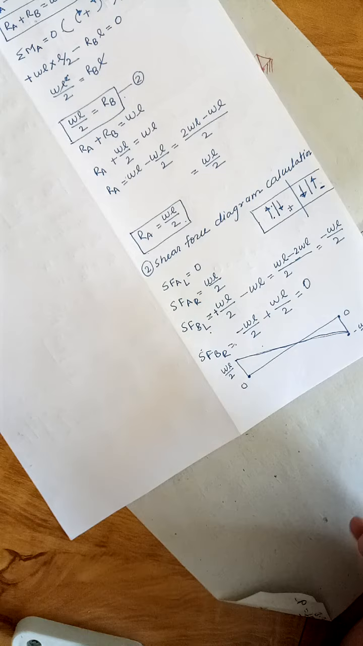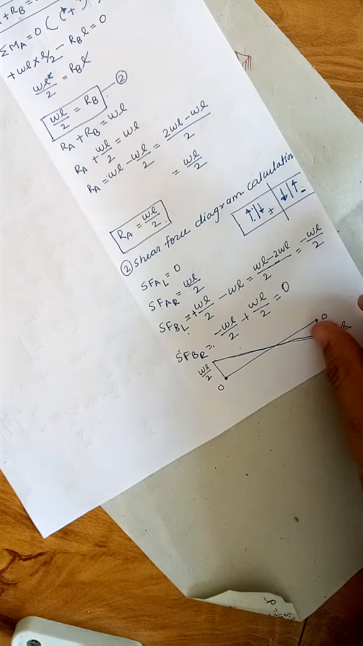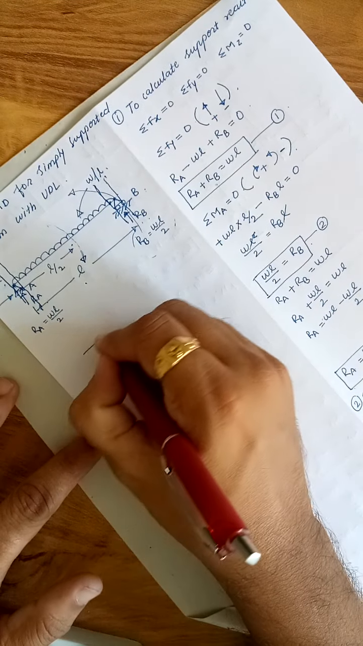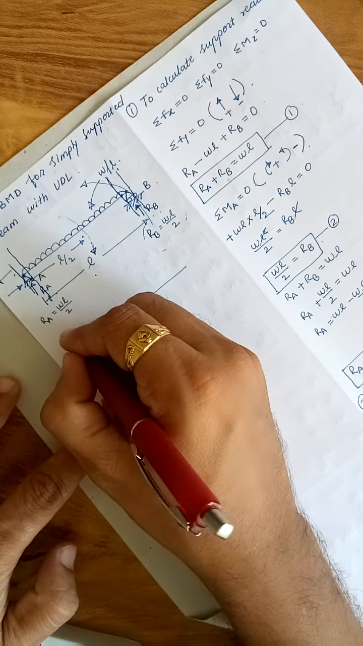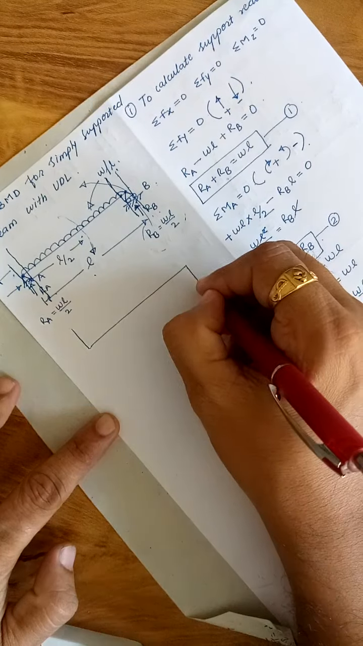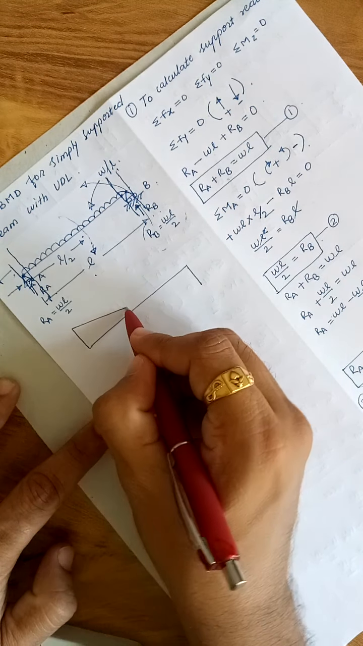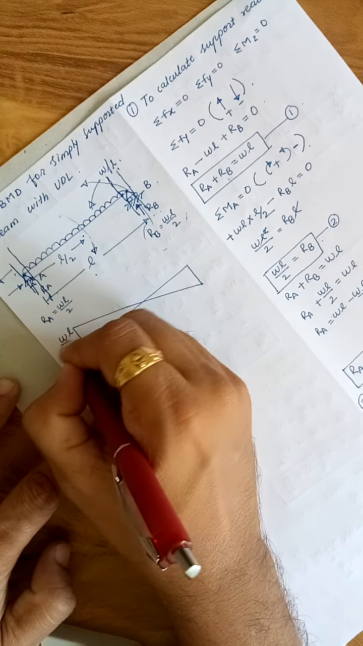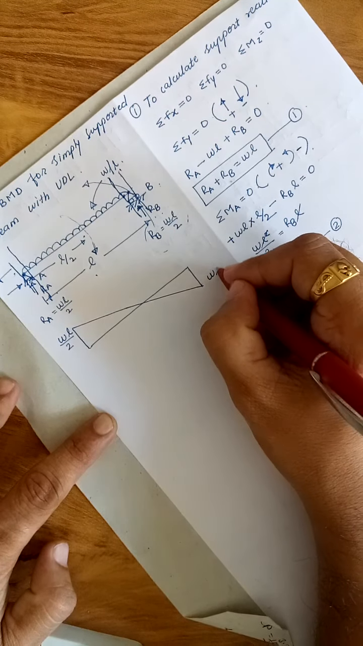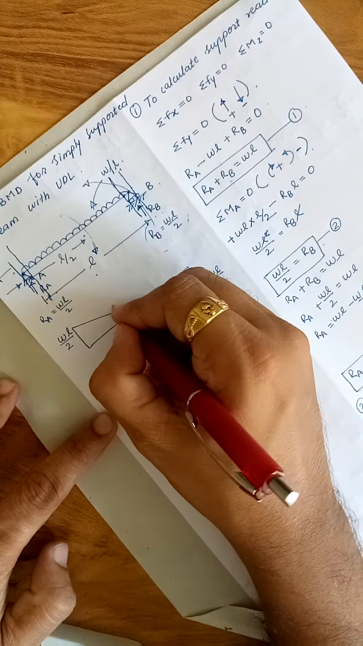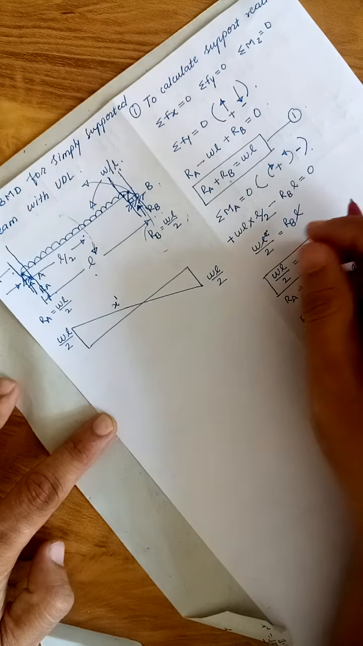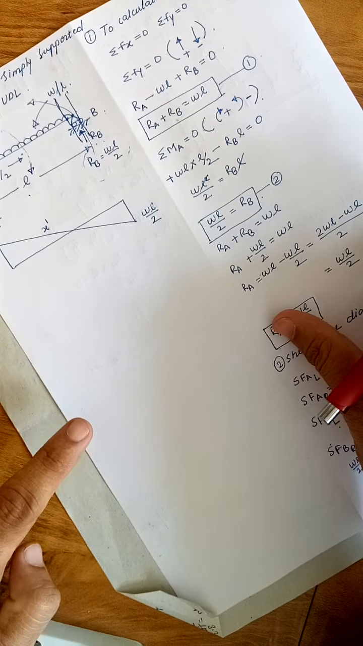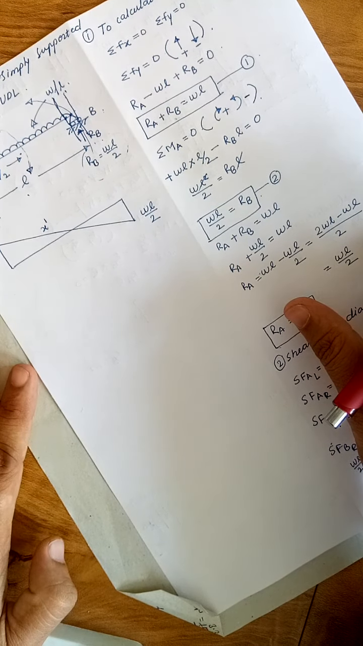Okay, so let us draw this shear force diagram below the beam like this. This is WL by 2, and this is also WL by 2, and this is x raised to 1, meaning it is a linear variation. Like this the shear force diagram will be.